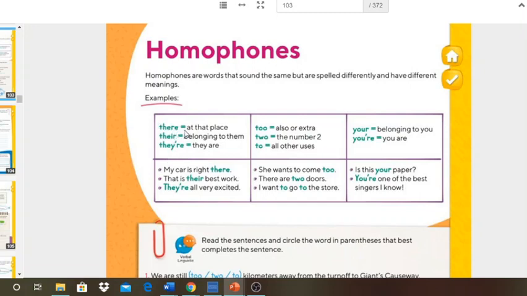Remember, there, at that place. There, belonging to them. And there they are. Let's go to the second section.